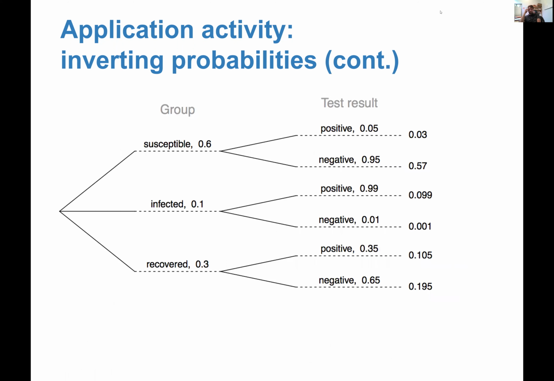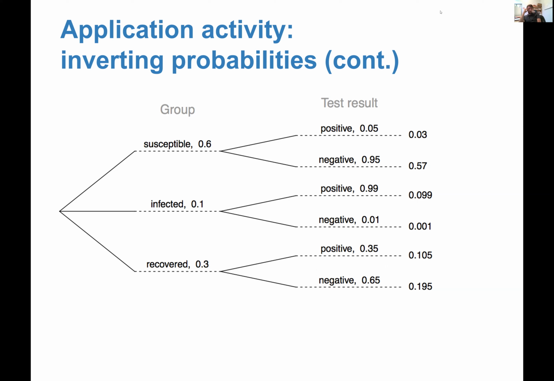So let's do the probability tree. So we've got 3 groups. 60% are susceptible, 10% are infected, 30% are recovered. And then for susceptible, we've got a 95% chance of getting them correctly. Infected, we've got a 99% chance of getting them correctly. Recovered, it's complicated, so we're only getting the negative result 65% of the time. We're getting like a false positive. So then, because this is a test for if they're currently infected.